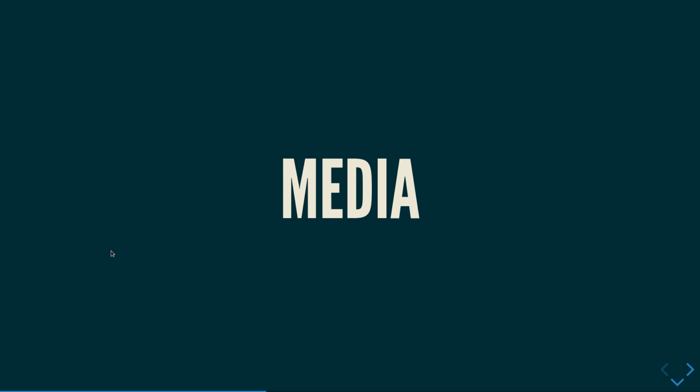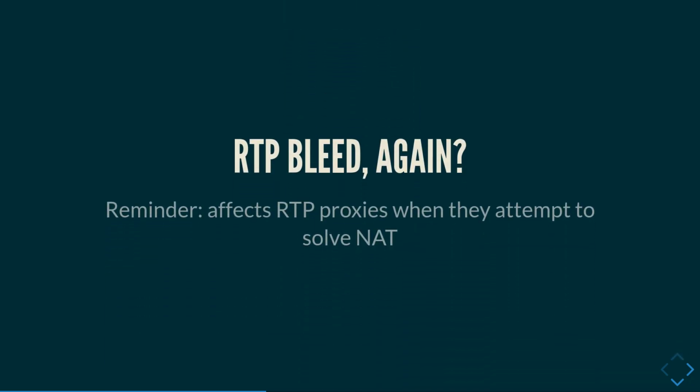This video is part of a presentation on denial of service on RTC systems. This is the third part, which is about DoS on the media. The most common problem that we find when it comes to DoS on the media is RTP bleed. This is a vulnerability that affects systems that proxy RTP, especially when they try to address problems related to NAT.